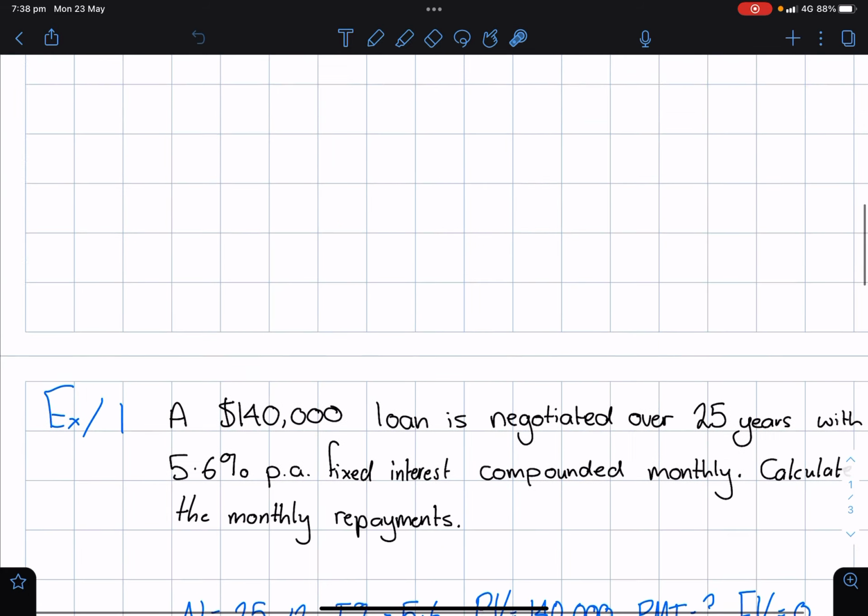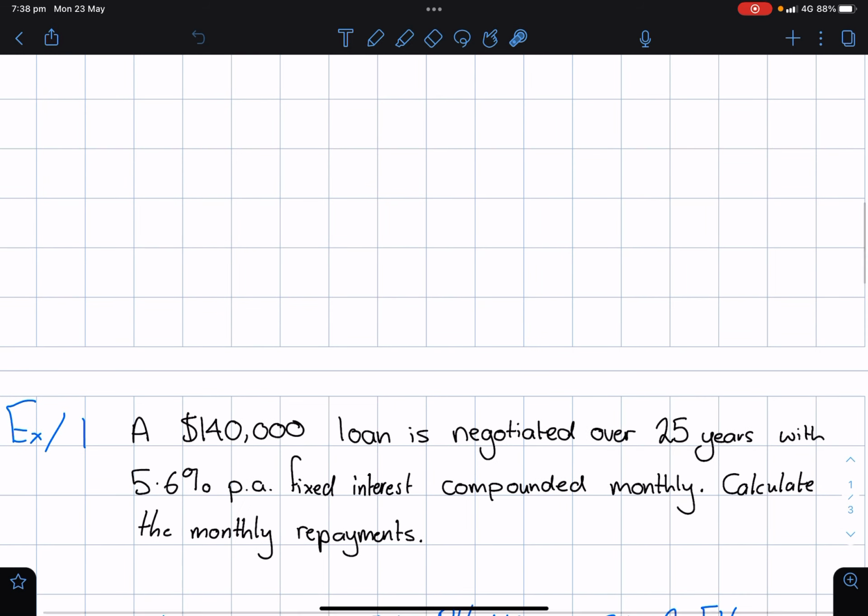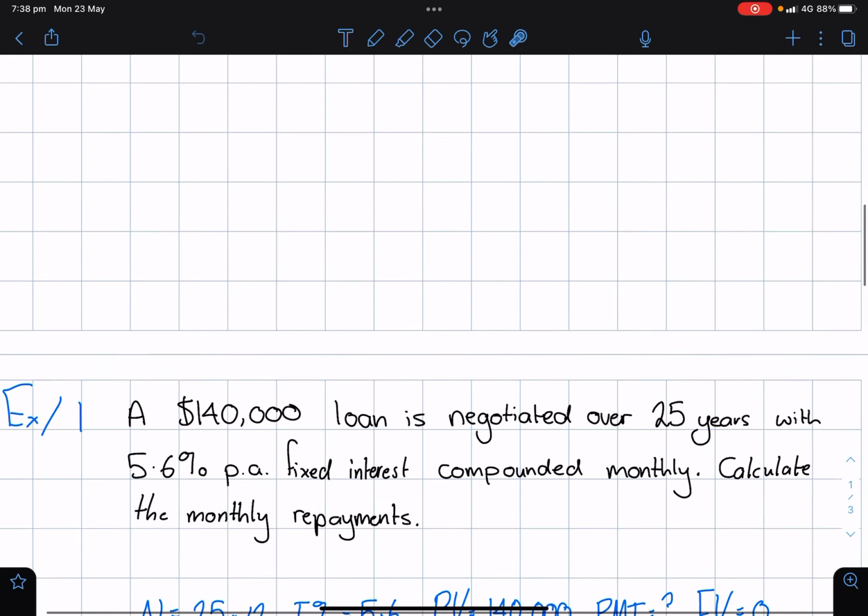Just to show you how this is calculated, we're going to do a quick little example together. All right. And then you guys are off doing your questions. So a $140,000 loan is negotiated over 25 years with 5.6% per annum fixed interest compounded monthly. The key here is that fixed interest, which means the interest rate isn't changing over the 25 years. And the question is asking us to calculate the monthly repayments.